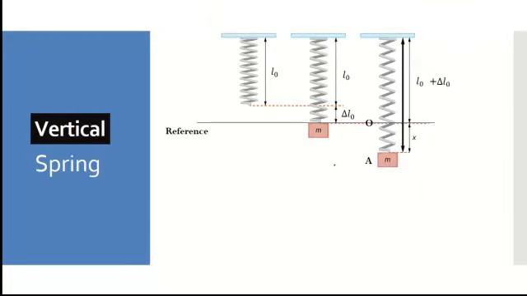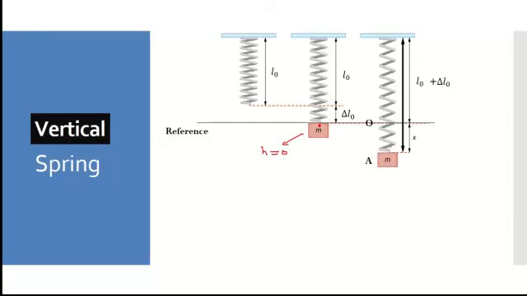What about the height if we have a vertical spring? Here we have a vertical spring at its free length. I connect an object to it, so it becomes at equilibrium. At equilibrium, if this is the reference, the height is equal to 0. It's on the reference. Since it's small, I can treat it as a particle.